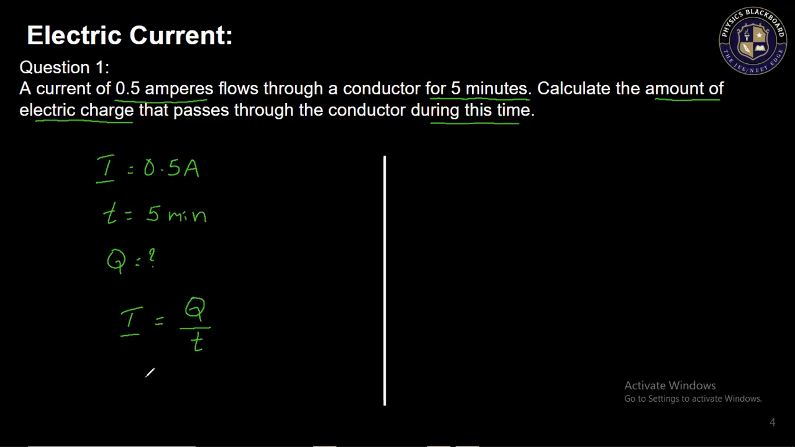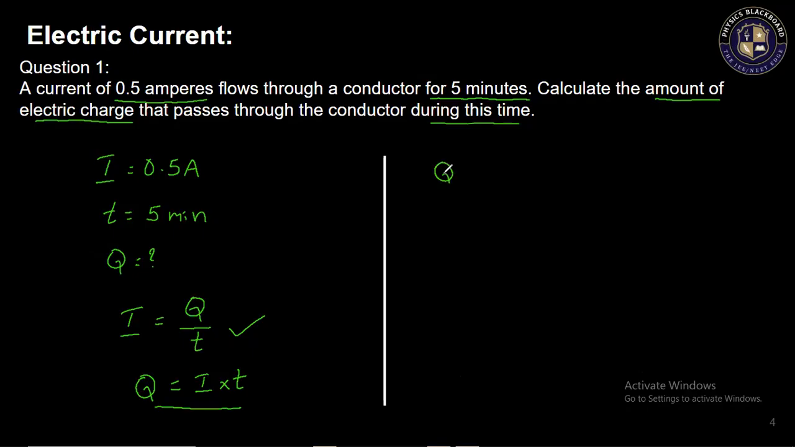But here we need to find the amount of electric charge, right? So if you take this T to the LHS, what will it become? Q is equal to I into T. So this mathematical expression can be further taken like this, that is Q is equal to I into T.